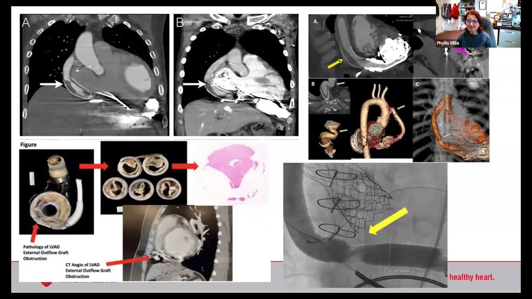Here are some nice examples of what happens with this on CT angiography, where you can see obstruction of the outflow graft. In addition to that, I'm showing you here on the bottom, at the time of explant, the debris that can happen, that can show up. And it's actually interesting in other types of angiography. You can see twisting of the outflow graft pretty beautifully here in the bottom right.